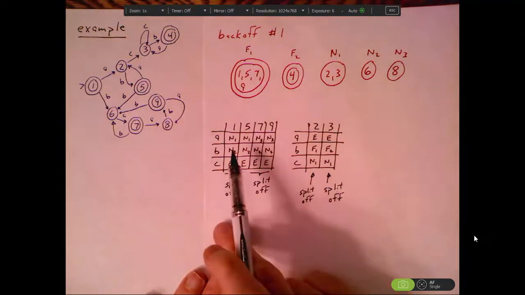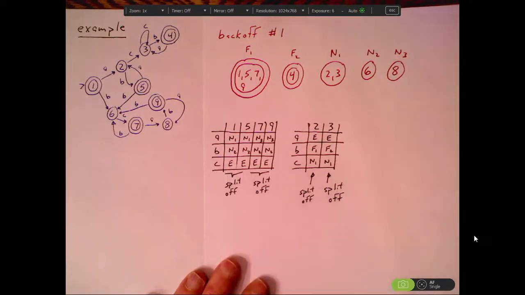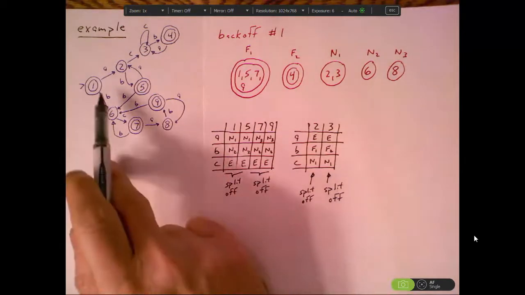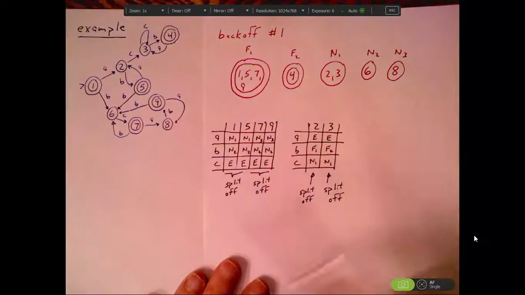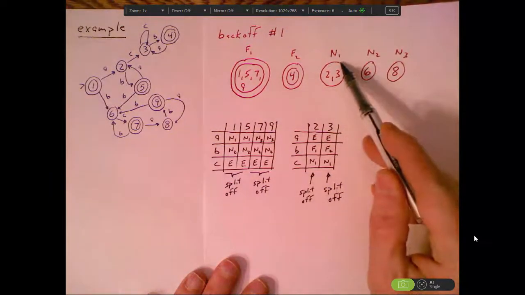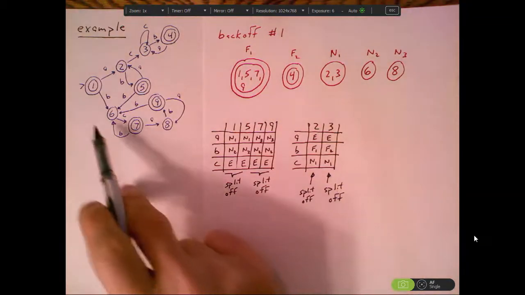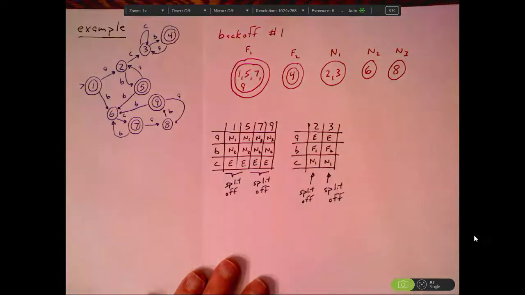So back to 1, 5, 7, and 9. Again, the C is always an error case. On an A in state 1 in the original machine, it goes to 2. 2 is now in this 2, 3 group, which I'm labeling N1. So I'm going to put an N1 in there. B from state 1 goes to 6, which has been split off by itself. I'm going to call that N2.